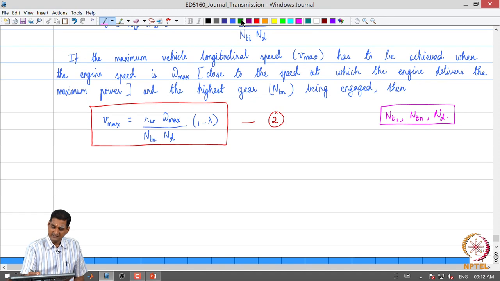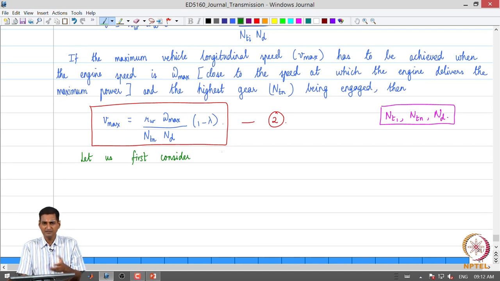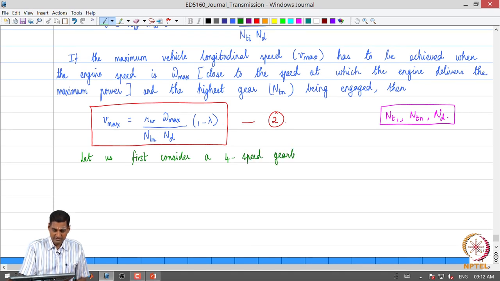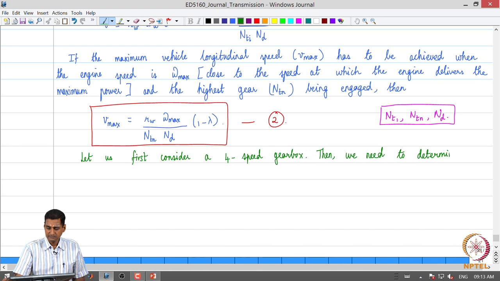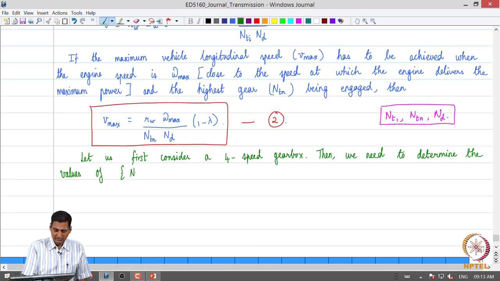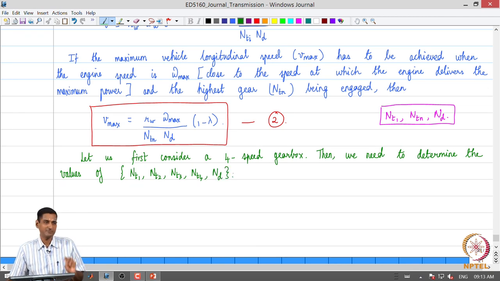For addressing that, let us first consider a 4-speed gearbox. We will consider two other variants shortly. To begin with, let us consider a 4-speed gearbox. Then we need to determine the values of NT1, NT2, NT3, NT4 and ND. So we need the values of these parameters: 4 primary gear ratios and 1 final drive ratio.